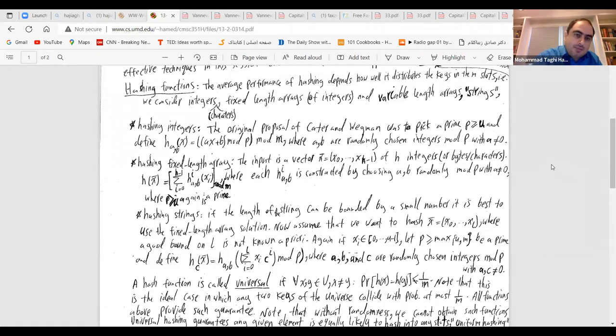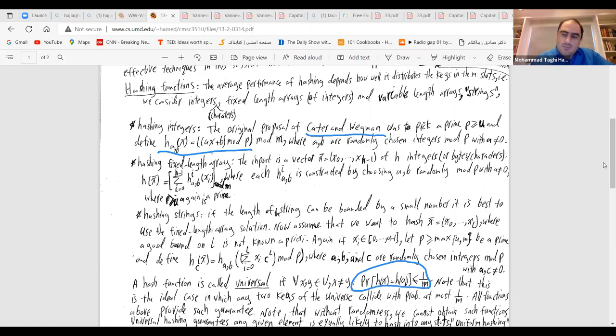You can search Wikipedia or papers, or see the original paper of Carter and Wegman, where they talk about this hash function and why we have this universal property, and essentially why the probability of two numbers going to the same place is at most 1 over m. This results in uniform hashing: each element will go to any place in the array with equal probability. You can read about that.